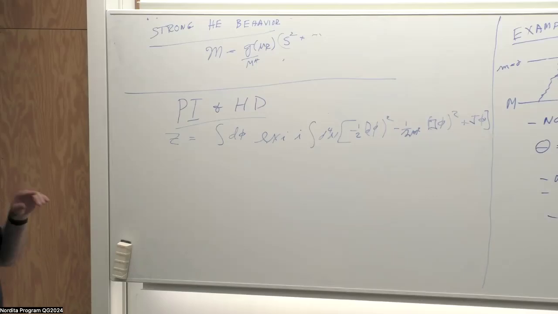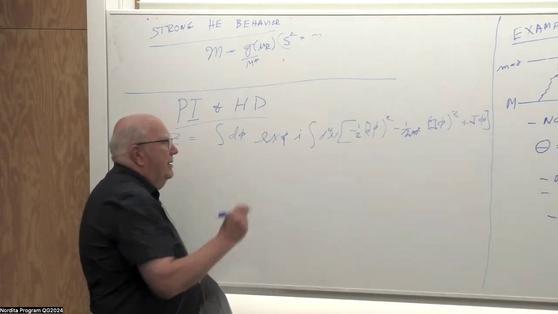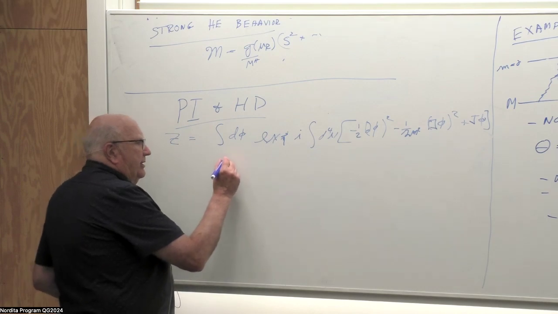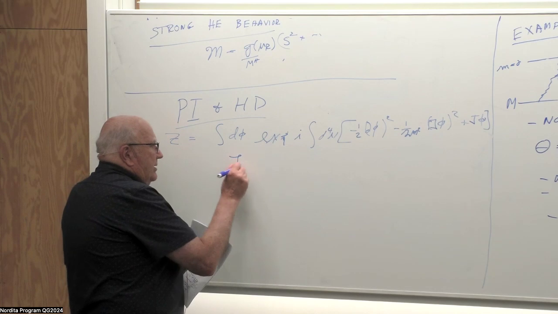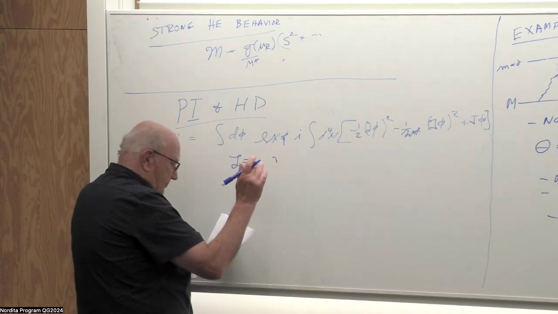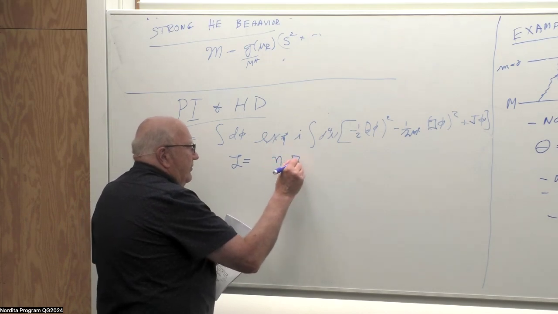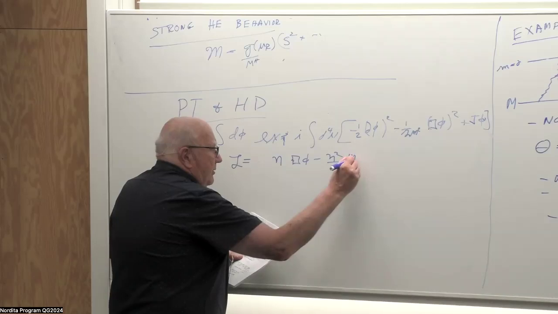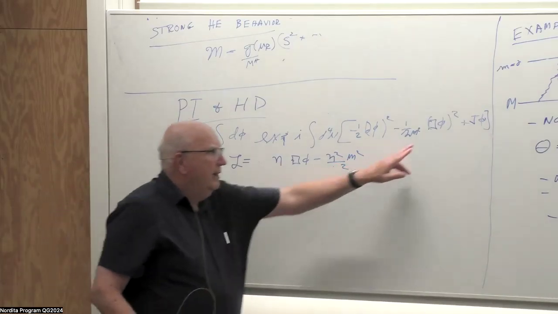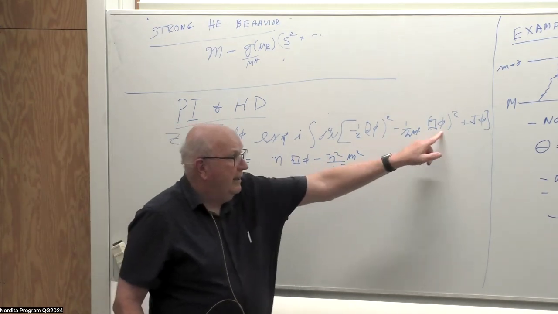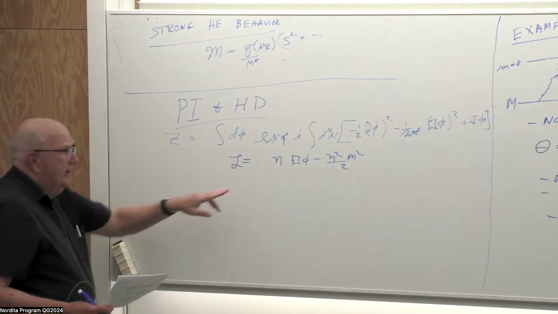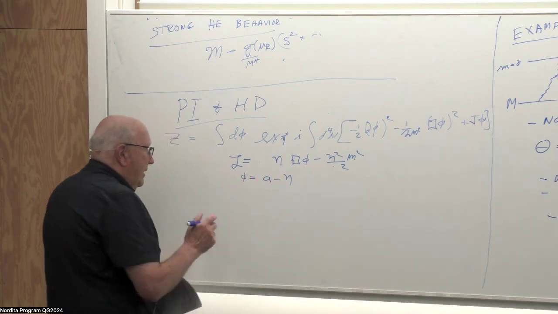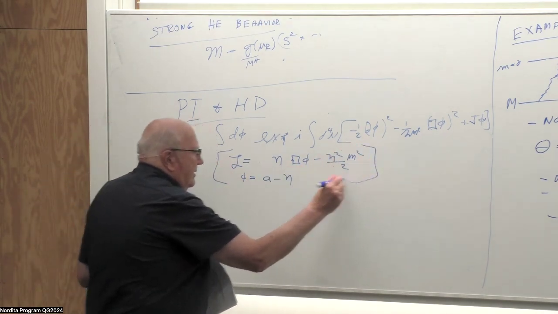The thing that I want to do is convert this path integral into one now over two fields. I'm going to do it in the following way. I'm going to introduce an auxiliary field eta with the Lagrangian eta box phi minus eta squared m squared over 2. If I do that, I take this Lagrangian, integrate out eta, and I get that interaction right there. Now I've got an auxiliary field, and then I do a shift: phi is equal to A minus eta. It's a new field.